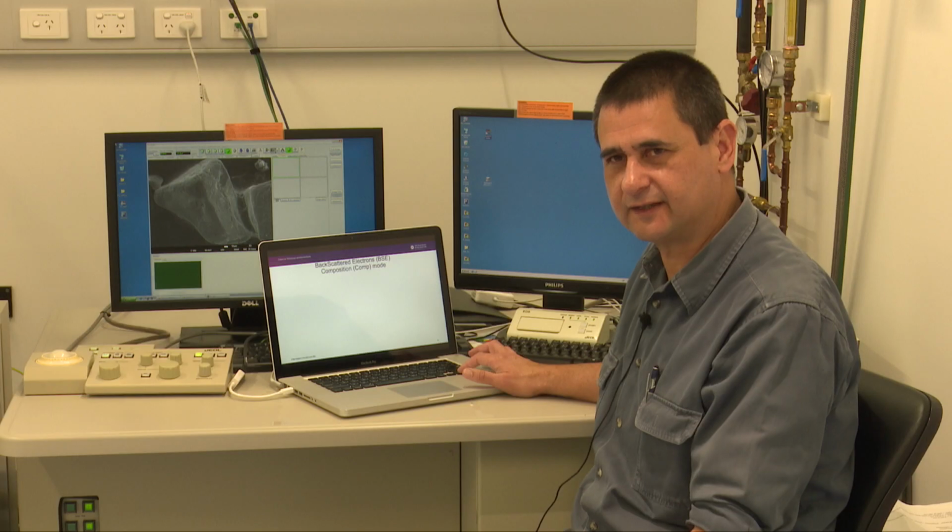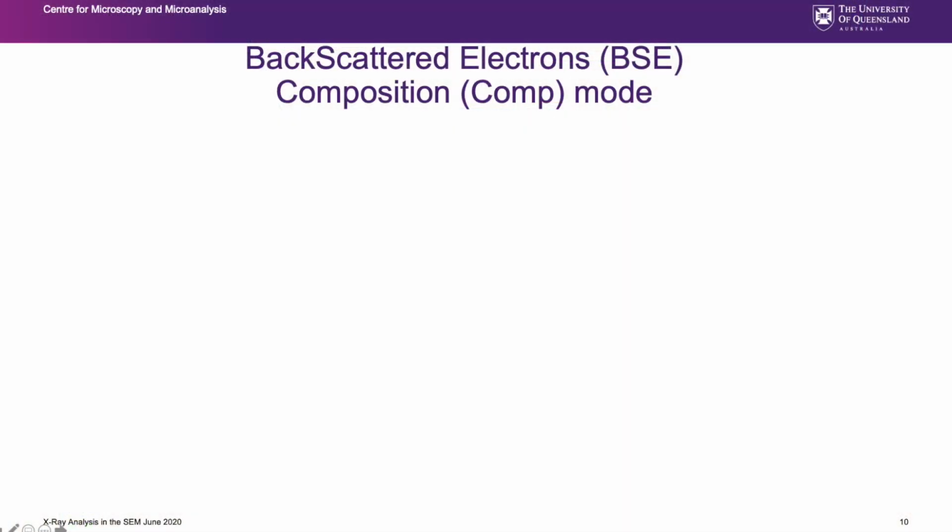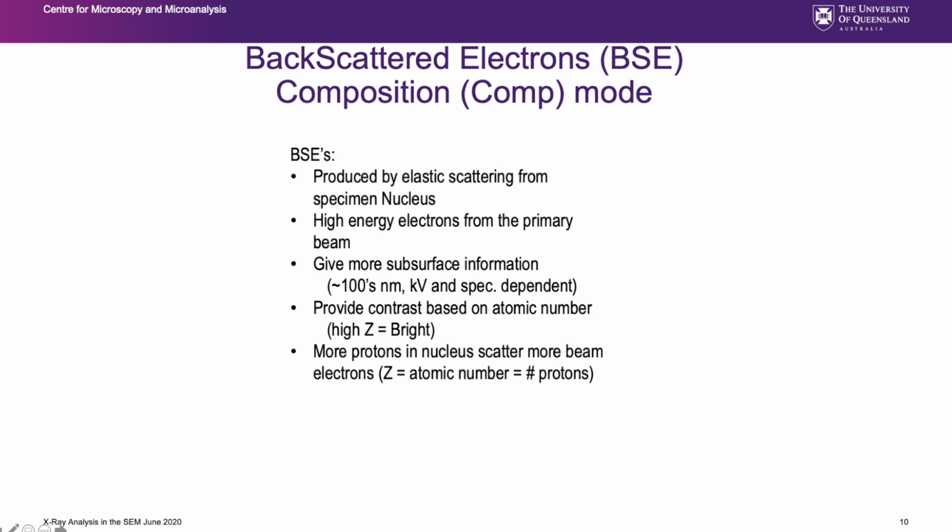Let's talk about backscatter electrons, or BSEs. It's also in some machines called comp mode, because comp stands for composition. Backscatter electrons are produced by elastic scattering from the nucleus. They are high energy electrons. They are from the primary beam. They are SEM beam electrons. They give deeper information, usually hundreds of nanometers. The actual value depends on the accelerating voltage of the SEM and the specimen material, but usually hundreds of nanometers. And they provide contrast based on atomic number.